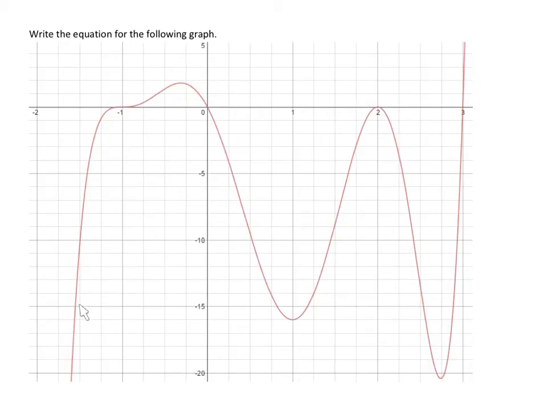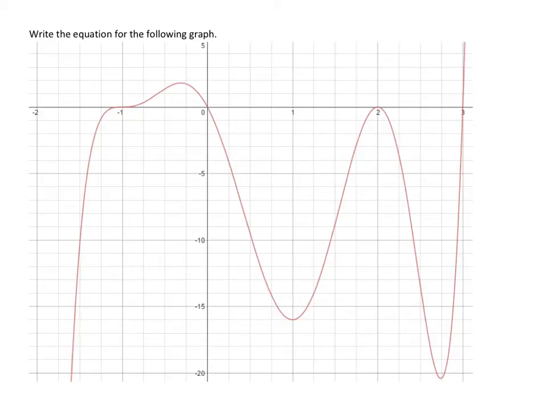Let's write the equation for this graph right here. This graph, you should know it's a polynomial, and it's an odd degree polynomial that has an a value that's positive. How I know that is it starts low and it ends high. That means it's odd degree, and because it's starting low and ending high, it's also a positive a value.